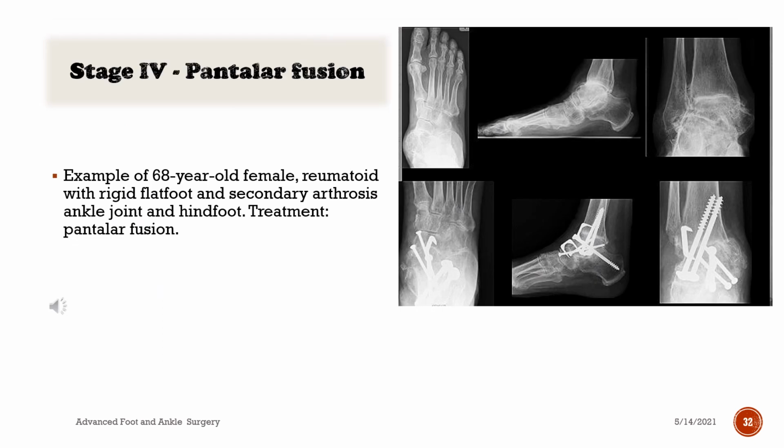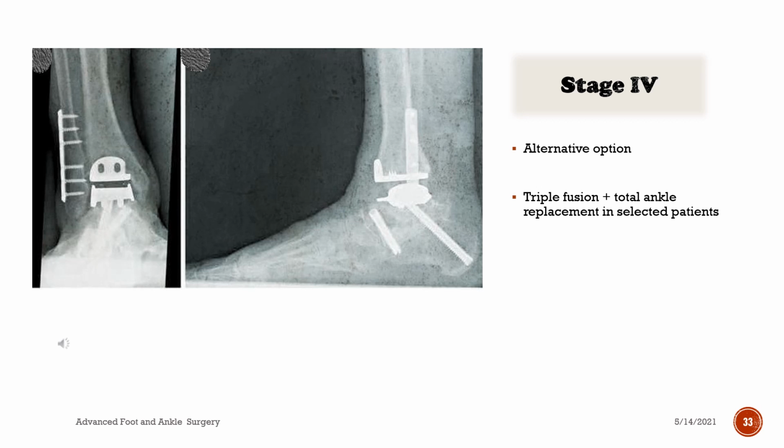Stage 4, pantalar fusion. Example of a 68-year-old female, rheumatoid, with rigid flat foot and secondary arthrosis of the ankle joint and hindfoot. Treatment: pantalar fusion. Stage 4, alternative option: triple fusion plus total ankle replacement in selected patients.